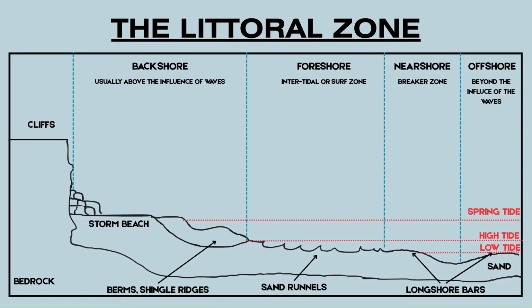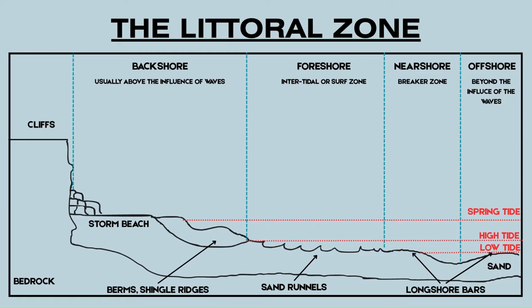The backshore lies above the high tide mark and is only affected by the sea during storms or very high tides. Features here include storm beaches, formed by strong waves throwing pebbles inland, and berms or shingle ridges, built up by gentler wave action. The foreshore, or intertidal zone, lies between high and low tide marks. It's where most wave and tidal action takes place, leading to constant erosion, deposition, and transport of material. You'll often find sand runnels here, small channels formed as water drains back to sea.